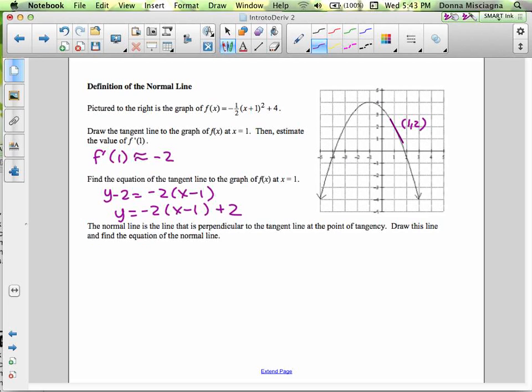Last question. The normal line is the line that's perpendicular to the tangent line at the point of tangency. Draw this line and find the equation of the normal line. Right? So the tangent line had, at x equals 1, I'll just put that underneath it, at x equals 1, because it'll be different if I choose a different point, a slope of negative 2.